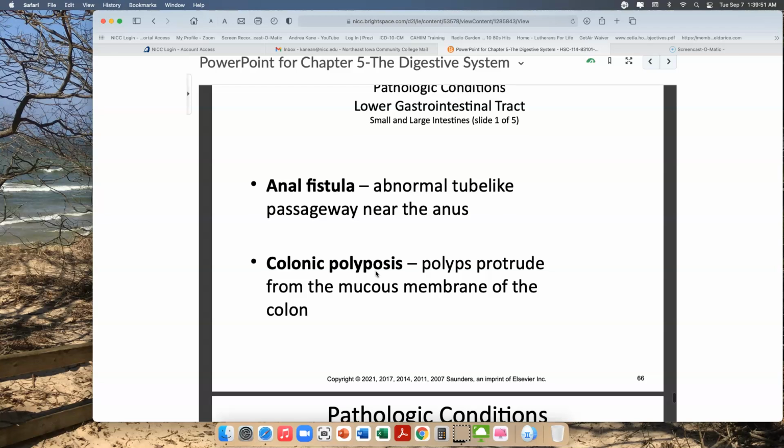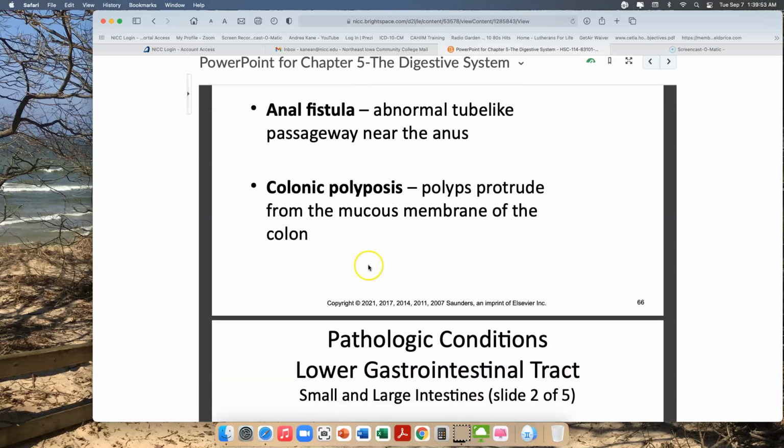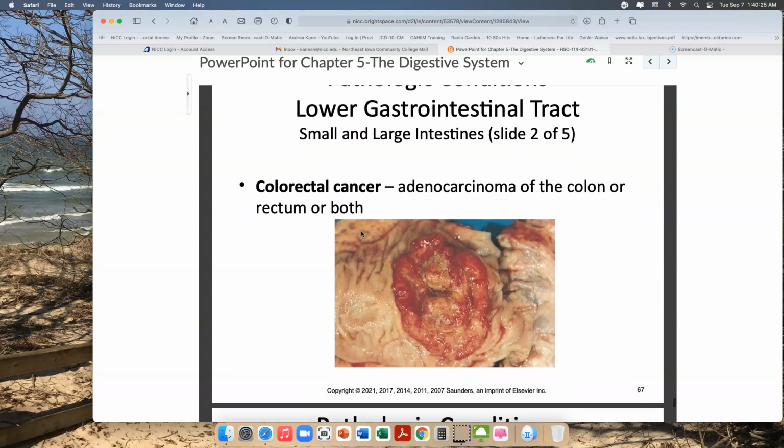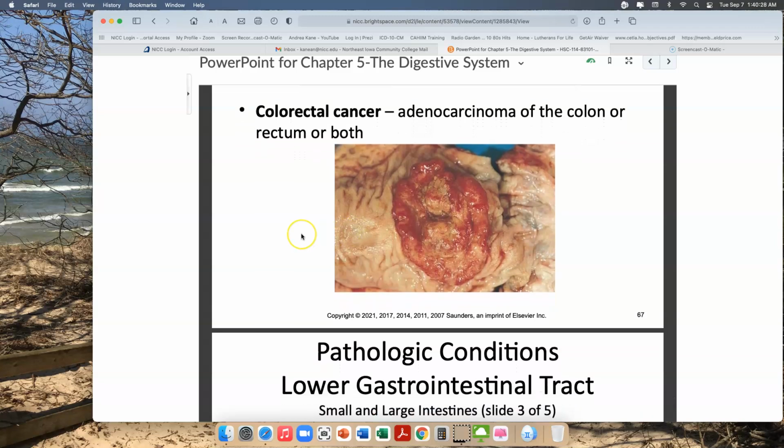Other things that can go wrong in the lower GI tract include an anal fistula, where you have an abnormal tube-like passageway near the anus, colonic polyposis, and this is better known as colon polyps. These protrude from the mucous membrane of the colon, and some of them can be cancerous. Not all, but some can. And so typically, if a doctor is doing a colonoscopy and they run across polyps, they try and remove them. And this is a visual of colorectal cancer or adenocarcinoma of the colon, rectum, or both.